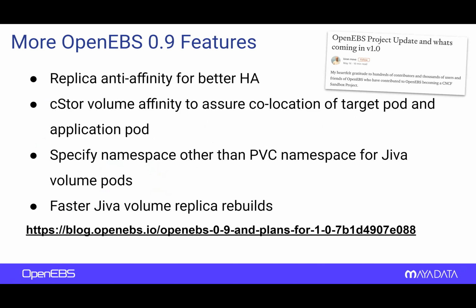Also we are preparing for 1.0 in the meantime, and a lot of functionality went into 0.9 already. So you can set a replica affinity for better HA. Also C-Store volume affinity to ensure co-location of target paths and application paths, and also faster Jiva volume replica rebuilds. We made some improvements in the Jiva engine as well. You can find more on the blog.